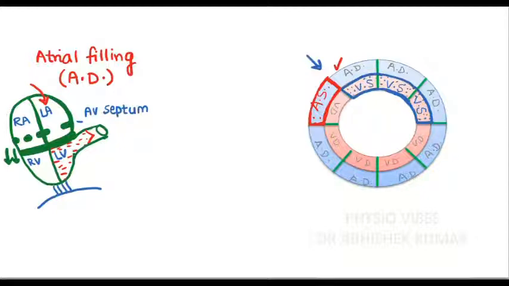Another implication of this pulling down of AV septum is that the size of the ventricle has become smaller, which leads to increased pressure in the left ventricle. The increased pressure in the left ventricle leads to opening of this semilunar valve, and the blood ejects through the aorta into the systemic circulation.